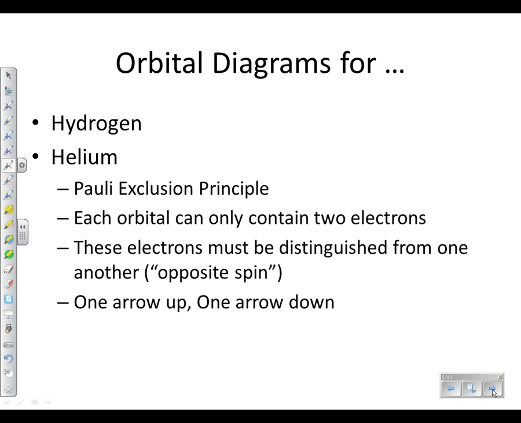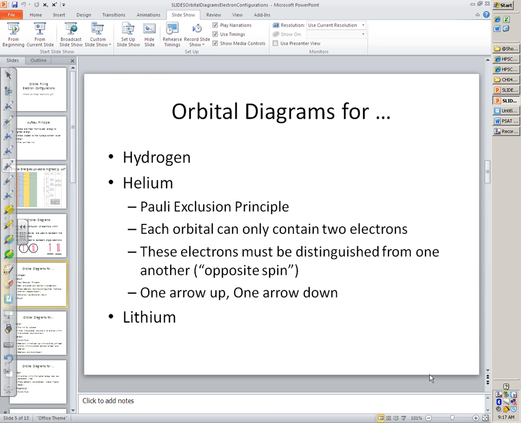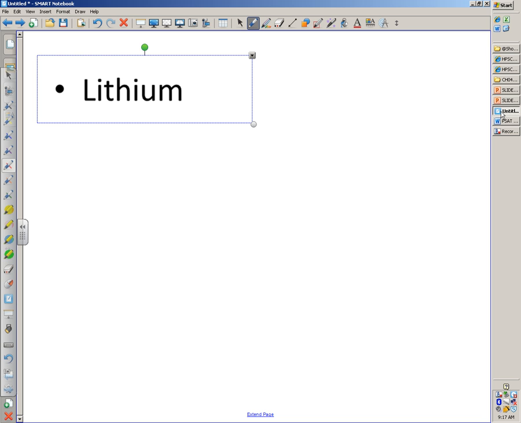Okay. All right. Next orbital diagram, lithium. So let's look at the orbital diagram for lithium. First, you find lithium on your periodic table. What do you find out about lithium? How many electrons do we have to place in our orbital diagram for lithium? Okay. 3, because that's lithium's atomic number, so we have to take care of 3 electrons.